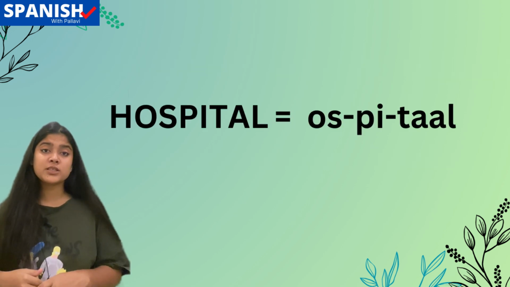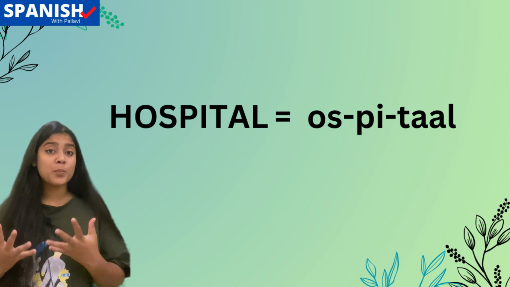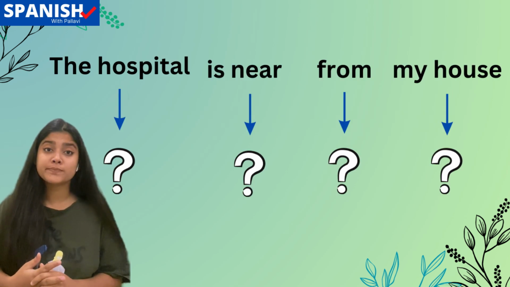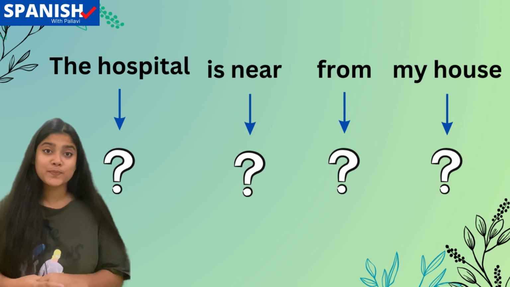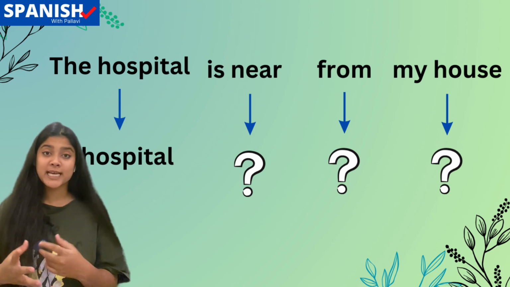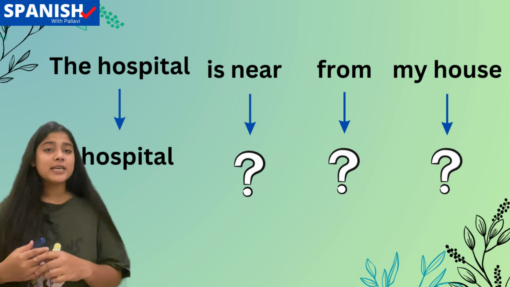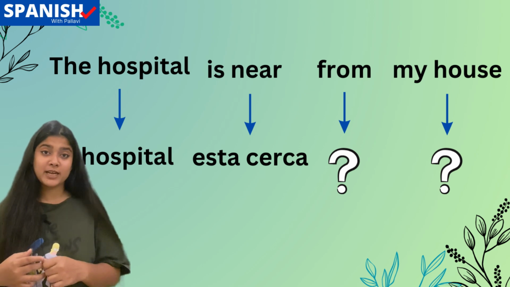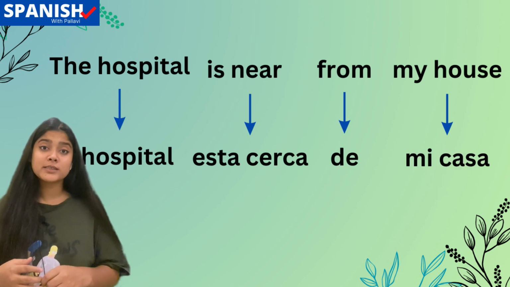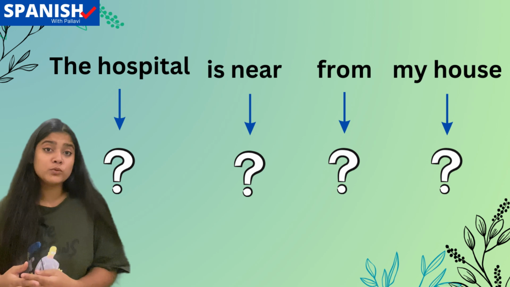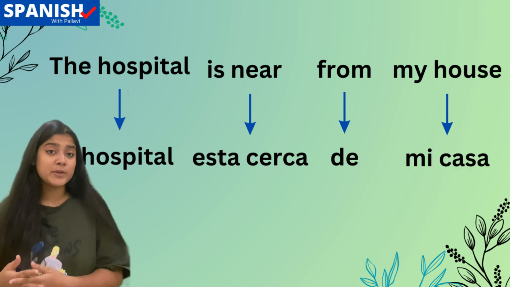Next. In English, this word is hospital. In Spanish, hospital. The example is, the hospital is near my house. How do we say that in Spanish? The hospital will be el hospital. H is silent. El hospital. Is will be está. Near will be cerca. From my house, de mi casa. So the whole sentence will be: El hospital está cerca de mi casa.